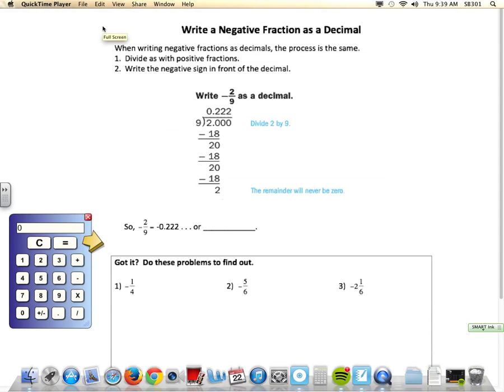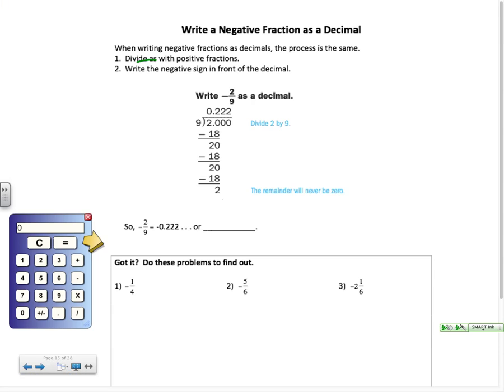All right, so follow along as I read. Write a negative fraction as a decimal. When writing negative fractions as decimals, the process is the same as writing a fraction as a decimal. You divide the same way you do with a positive number, but the only difference is you write the negative sign in front of the decimal. That's the only difference.